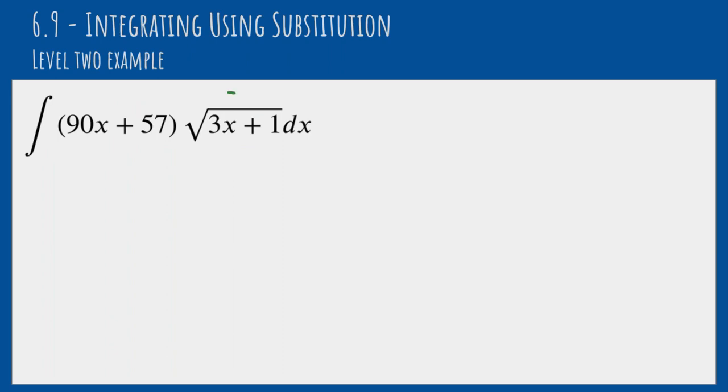So what I'm going to do is look at the more complex part, which is the square root part, and work on simplifying that. So I'm going to choose my u to be 3x plus 1. So that square root is just going to be u to the 1 half. That gives us du equals 3 dx. Okay, so that's going to give us dx is du over 3.